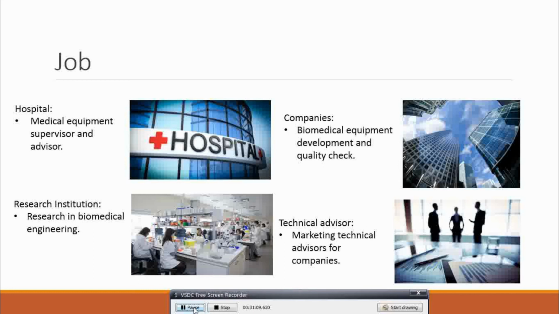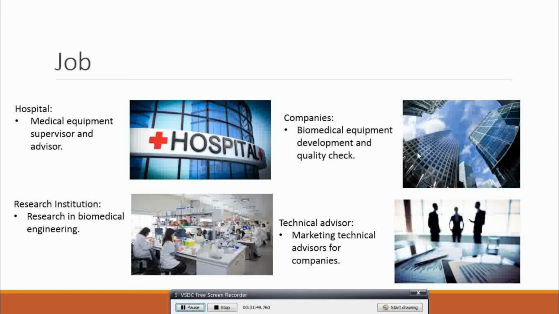Like in other fields, for clinical biomedical engineers you have a very vast coverage of job applications. For example, in the hospital you can become medical equipment supervisors and advisors, or if you work in a research institution, you will be a researcher in the biomedical engineering field, continuously doing research. Then there are companies: biomedical equipment development, quality checks.